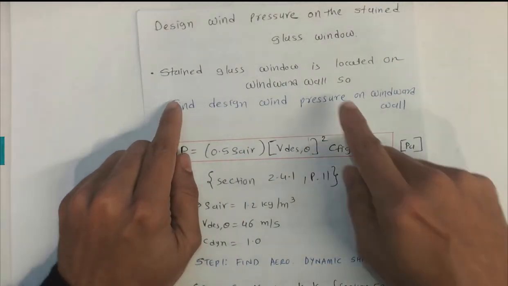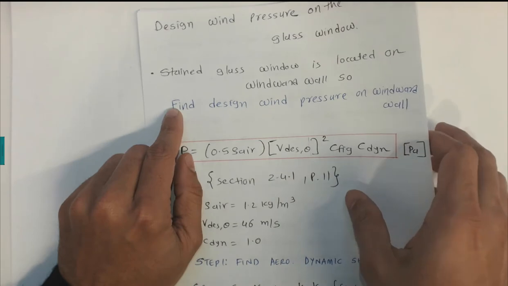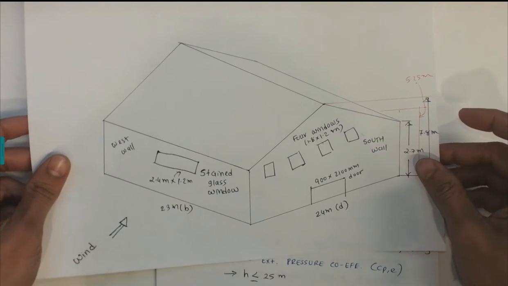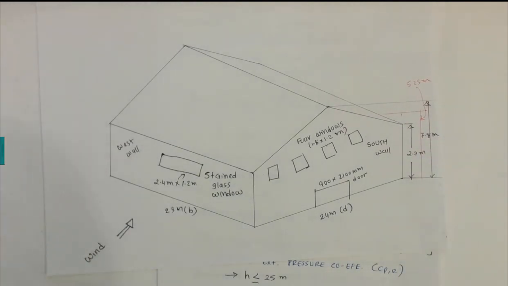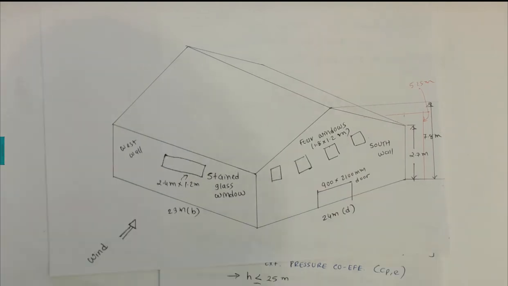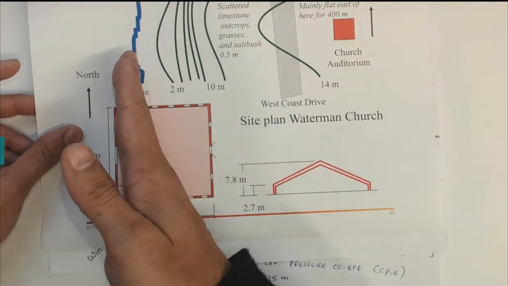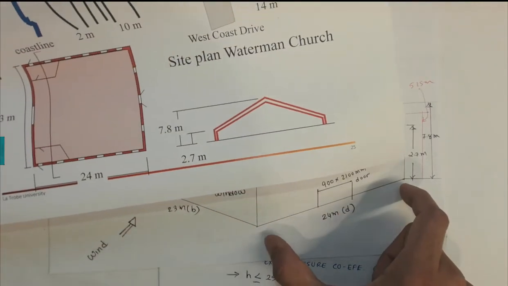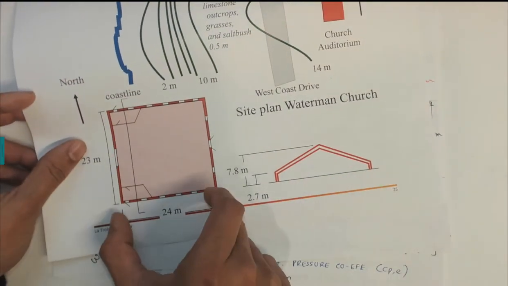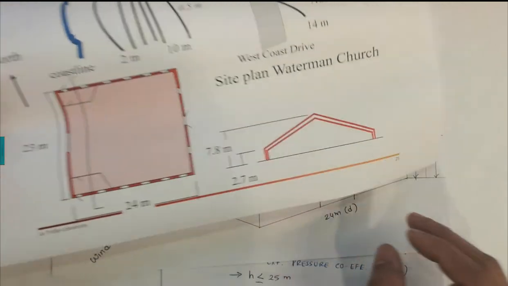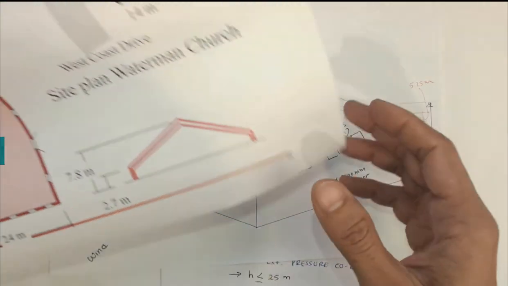Here, located on the windward wall, I have drawn these 3D pictures for our church example. This is a 3D drawing for this one. If this is the cross section, the cross section has 24 meters, so this is 24 meters. Wind is coming from here, and this is 23 meters.